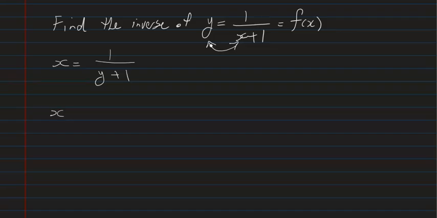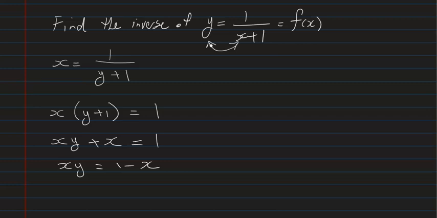We get x times y plus 1 is equal to 1. Then multiply out: xy plus x equals 1. We get xy equals 1 minus x, and then y equals 1 minus x over x. But we can simplify that. That becomes 1 over x minus 1, because we just break that up.